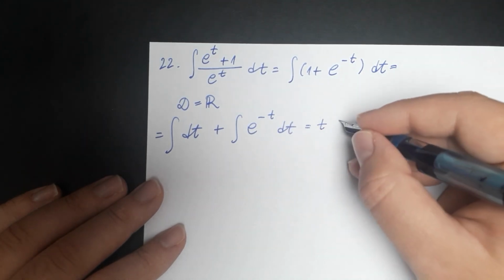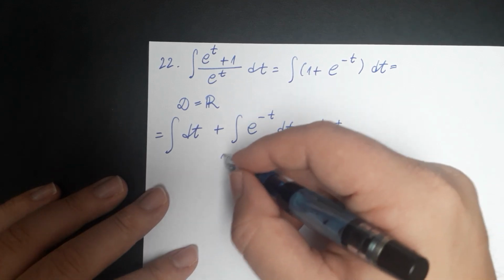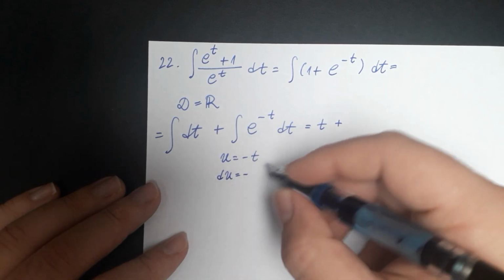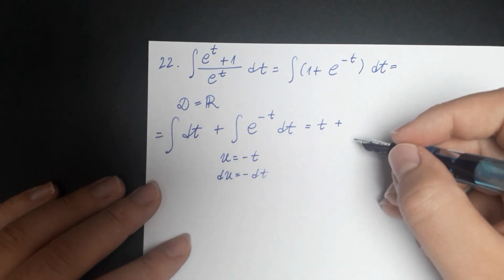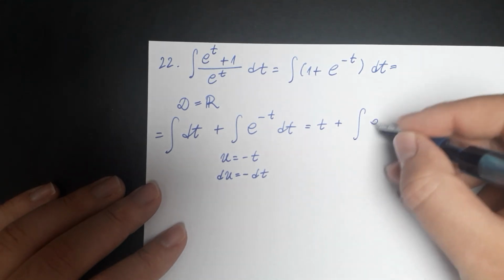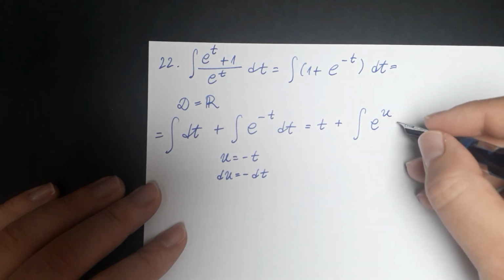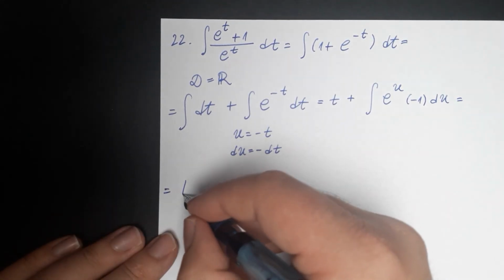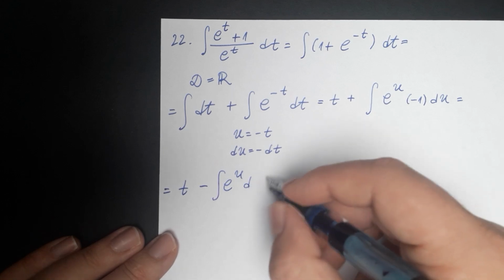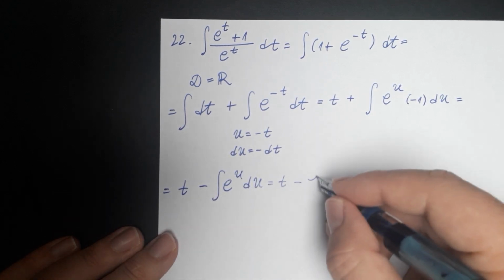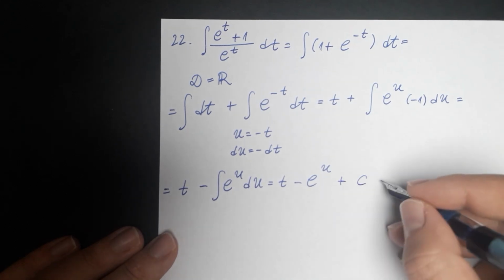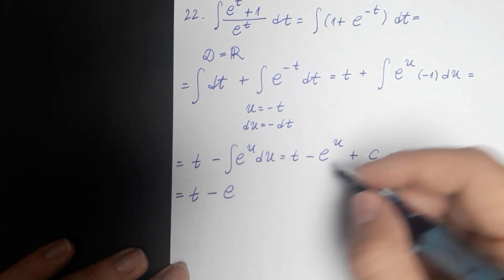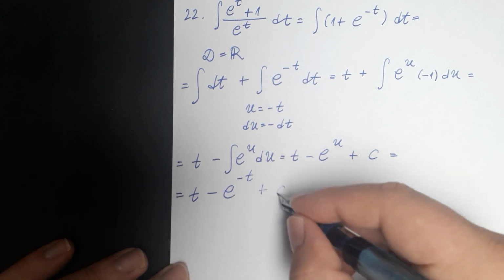is equal to t plus, and we can introduce a substitution at this point as u is equal to negative t, and then differential of u is equal to negative differential of t, and then the integral becomes e to the power u, and dt is minus 1 times du. So this is equal to t minus an integral of e to the power u du, which is t minus e to the power u plus a constant c. And when we return into the t world, this is t minus e to the power negative t plus c.